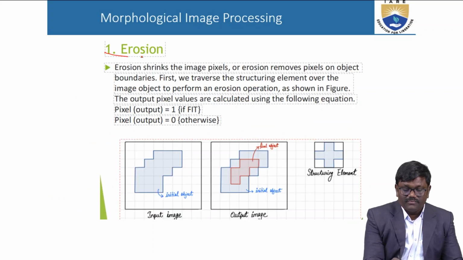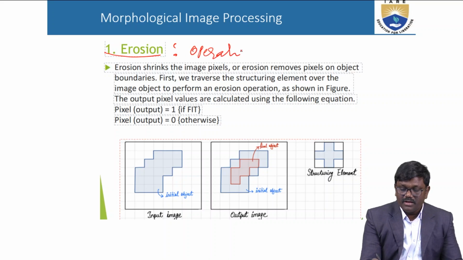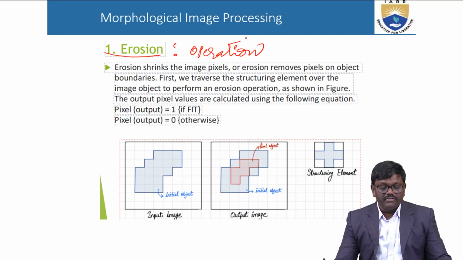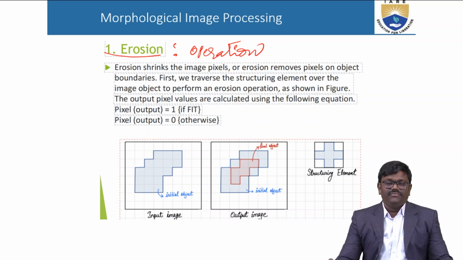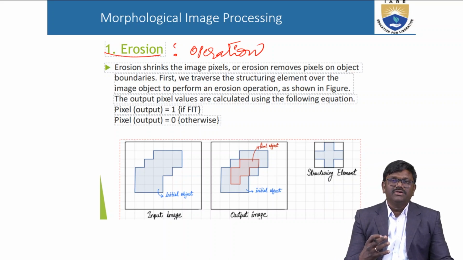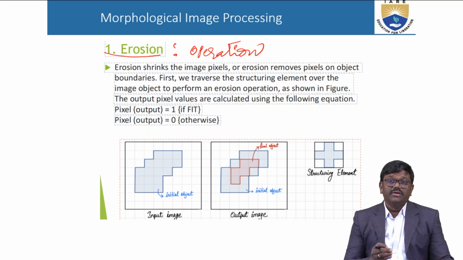Let me see them one by one. The first one is erosion, which we are going to understand in an easy manner. Erosion shrinks the image pixels, or erosion removes the pixels on object boundaries. First, we traverse the structuring element over the image object to perform the erosion operation as shown in the figure. The output pixel values are calculated using the erosion equation. Let me define it in terms of a function. The output pixel of an image is a positive value 1 if it is under the fit.